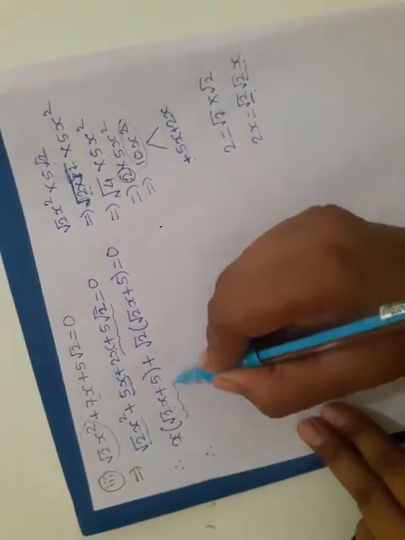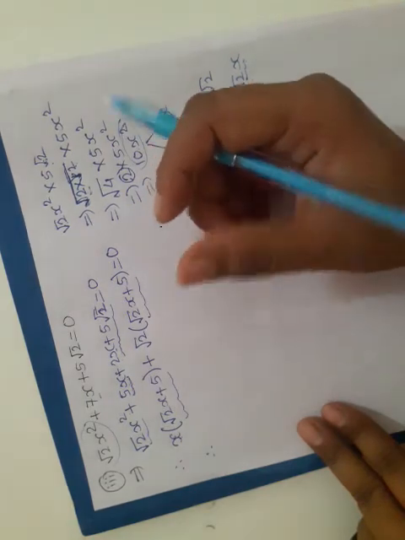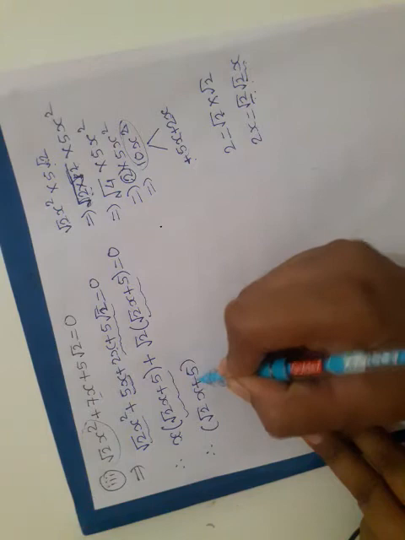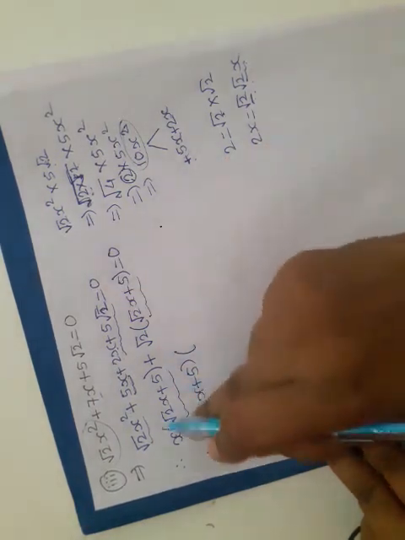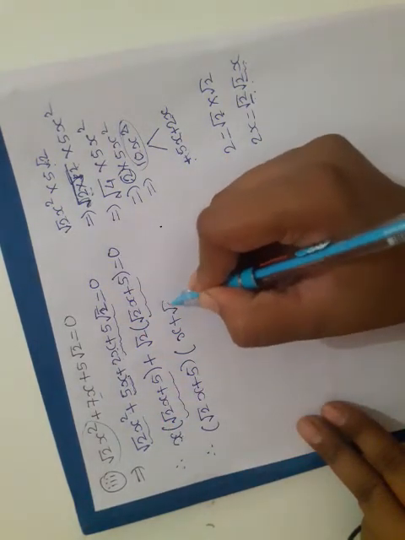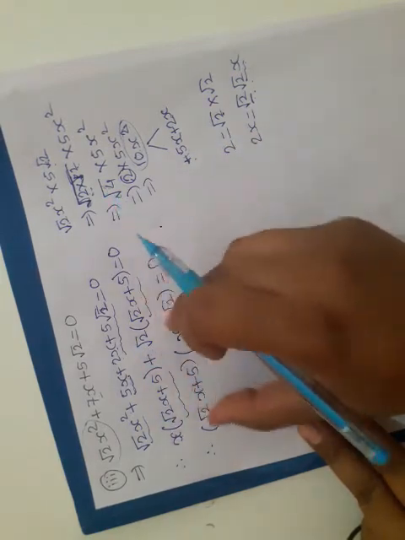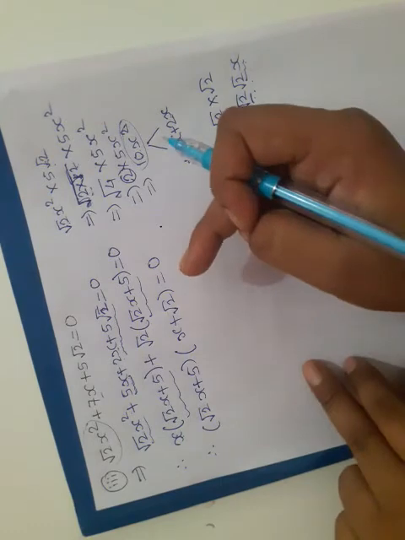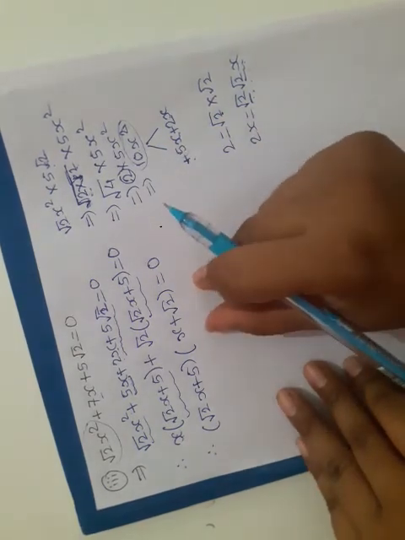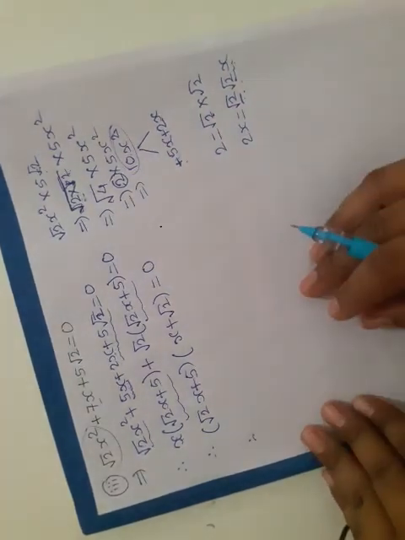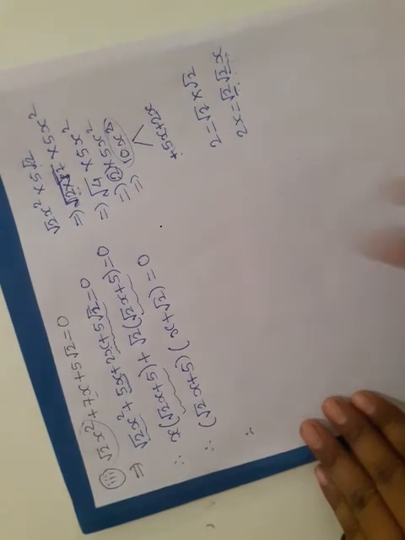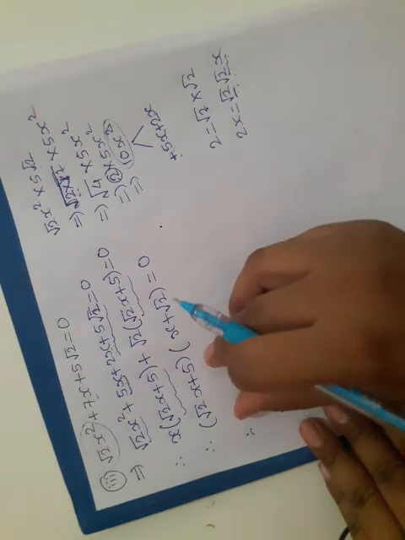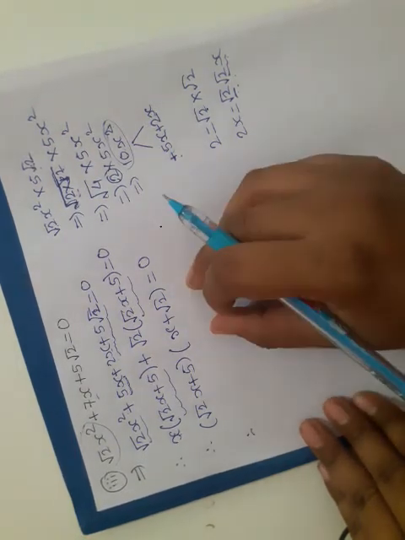Therefore, again see, this term is common in both terms, so take it outside. Root 2 into x plus 5 is common in both terms, and in another bracket we get x plus root 2 is equal to 0. When we take this term as common, only x plus root 2 is remaining, so write it down in another bracket. And now we have to find the value of x. So what do we have to do? To find the value of x, we have to equate both the brackets to 0.